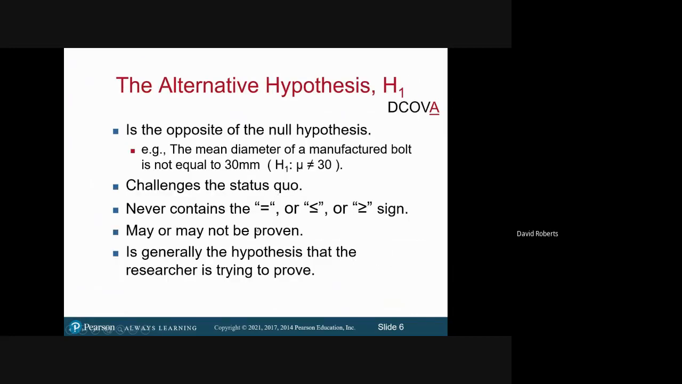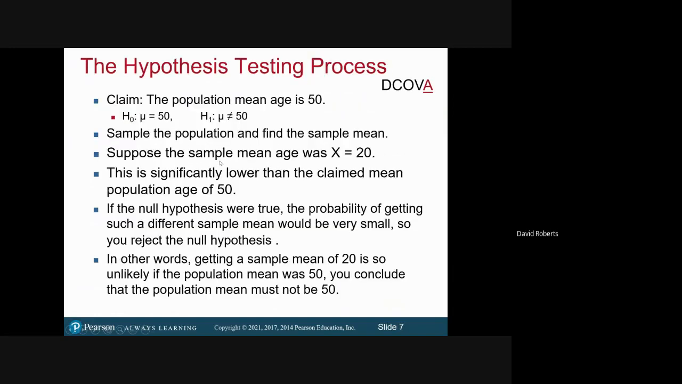And so we're going to make a statement. Is the diameter of the bolt 30 millimeters, or it's not? So in this particular case, we go through the process of testing. Is the population mean age 50? The opposite of it being 50 is it's not equal to 50. We don't care whether it's higher or lower. So this is a two-tailed test, which is very, very similar to confidence intervals.